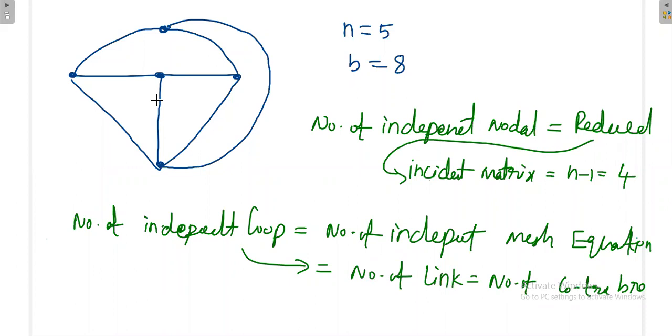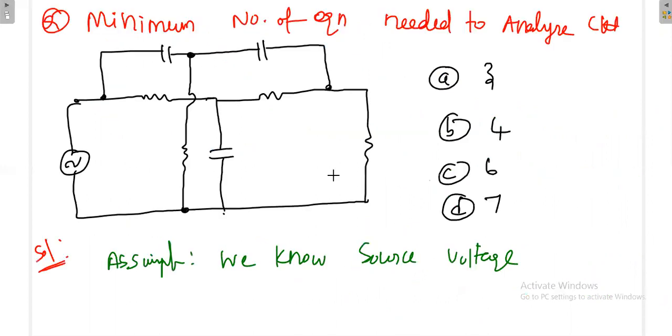What is the direct formula? b minus n plus 1. Always you will be playing with these two formulas only. Wherever you go inside network theory, mostly you will be playing with either n minus 1 or b minus n plus 1. So what is b minus n plus 1? That is also 4. Yes, b minus n plus 1 is also 4. So 4 is given here too.